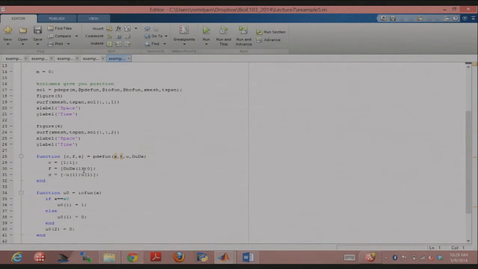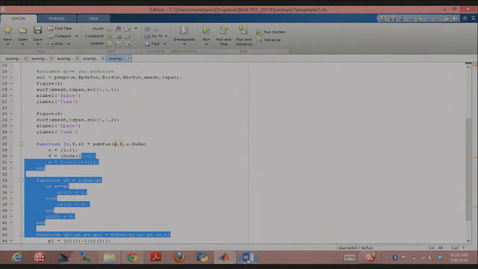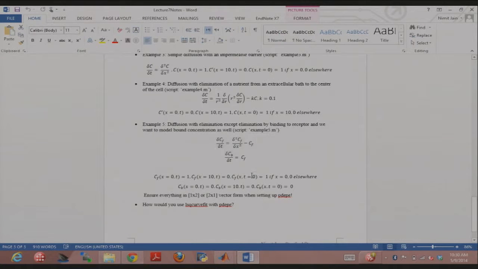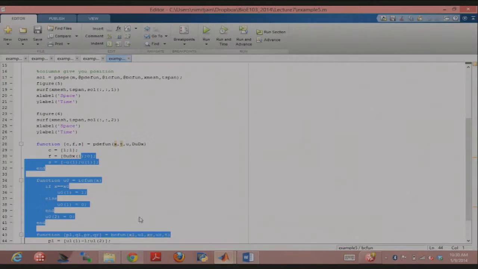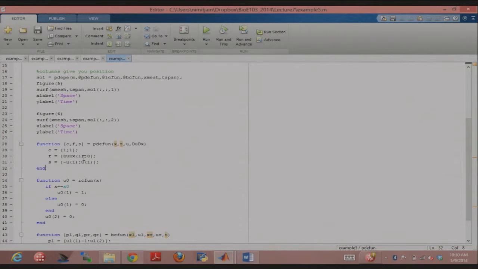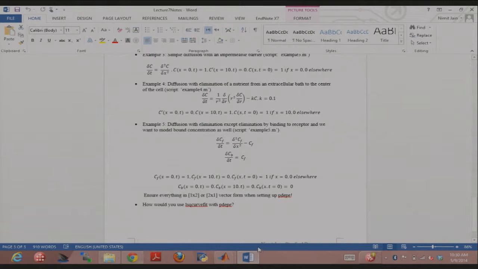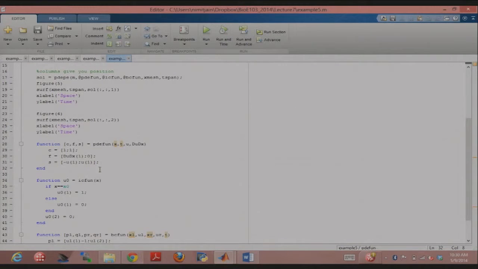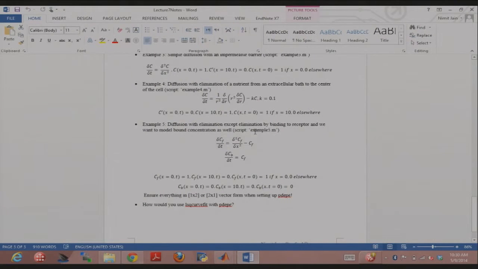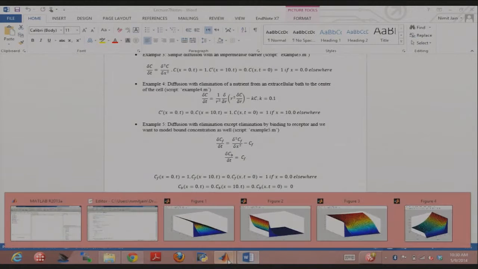F, the flux for the first case, is going back to the previous examples we've done, except we'll now have the indexing of one. And the flux in the second case is zero. There's no spatial derivative involved. And the sourcing term in this case is minus U1, and it's plus U1 in the second case. So that's how I set up PDE fun.